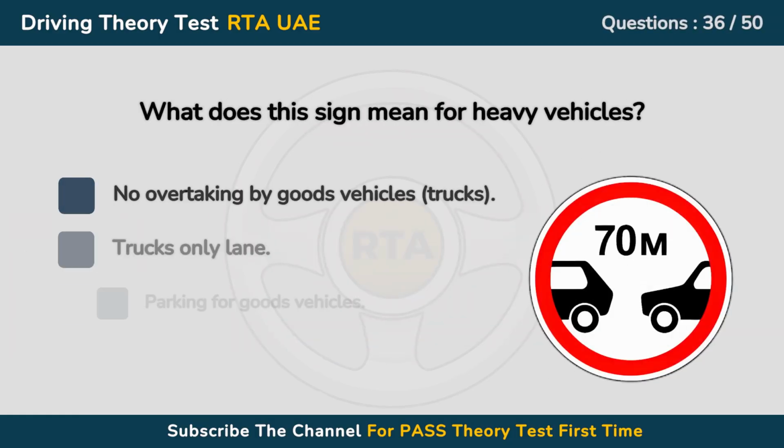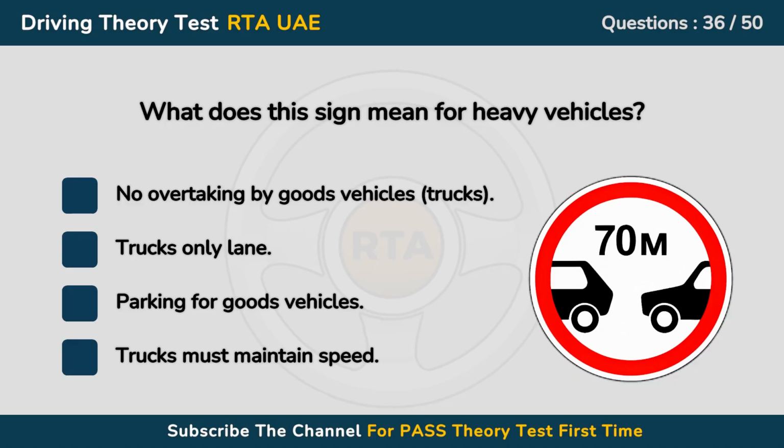Question 36. What does this sign mean for heavy vehicles? A. No overtaking by goods vehicles, trucks. B. Trucks only lane. C. Parking for goods vehicles. D. Trucks must maintain speed.